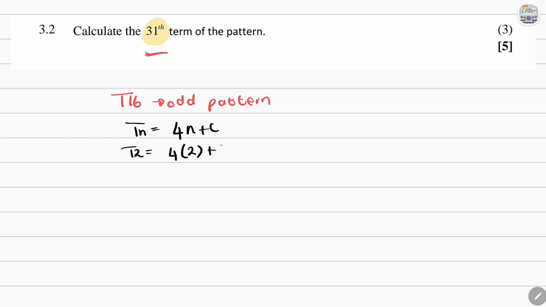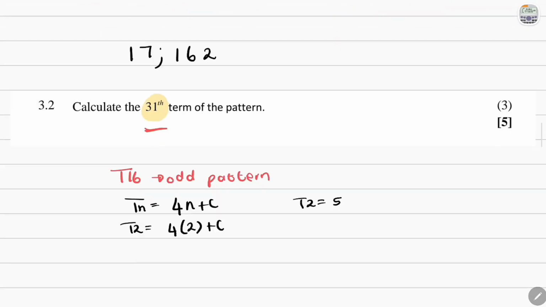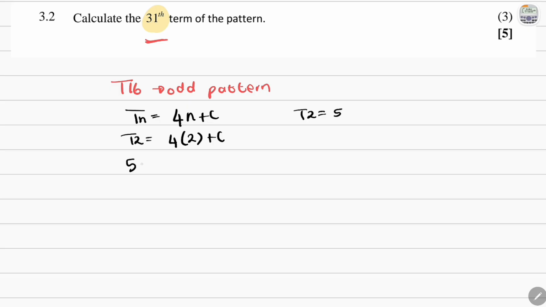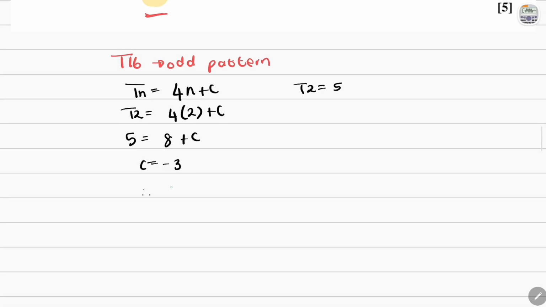So 2 plus c, but we know that term 2 has a value of 5, like we saw. So in place of term 2, we say 5 is equal to, and then 4 times 2 is 8, and then plus c. 5 minus 8 is negative 3, so we can see c is actually equal to negative 3. Okay, so our pattern's formula is Tn equals 4n minus 3.